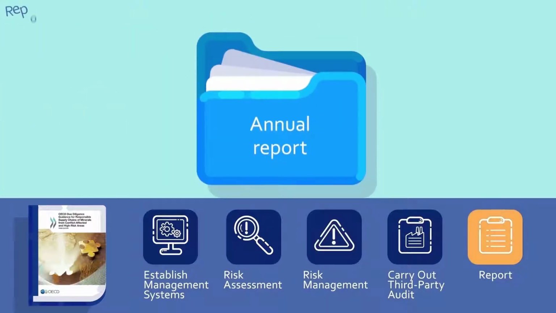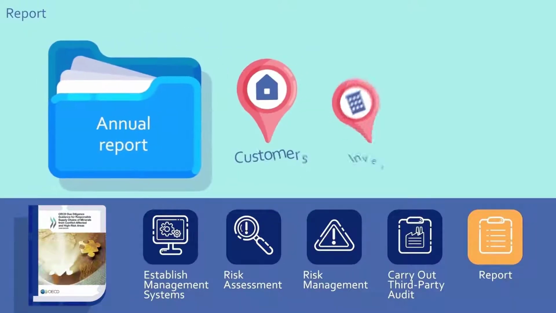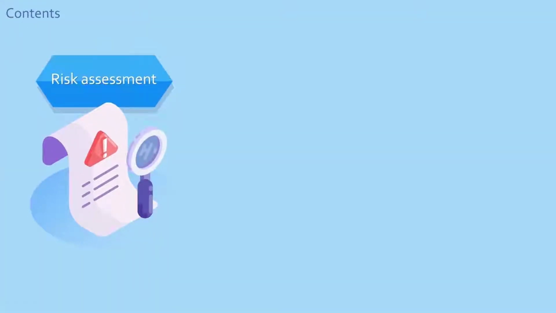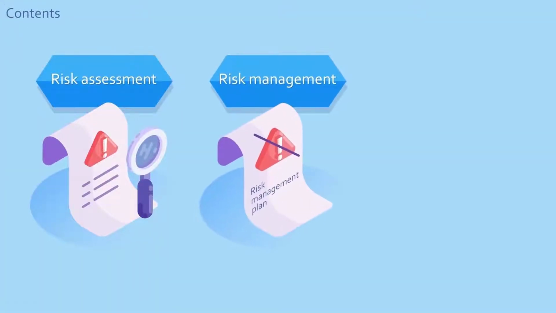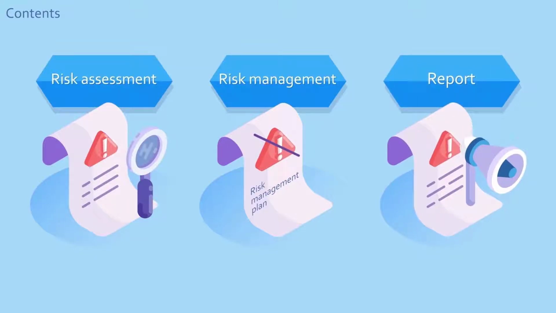You'll also have to report more information in your annual report, since you're engaging in more due diligence activities. That assures your customers, investors, and regulators that you're addressing the risks in a timely manner. Here we'll show you the process for further assessing the risks and mitigating any that you find, and then how to report further on those activities.